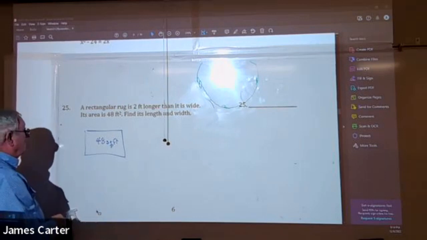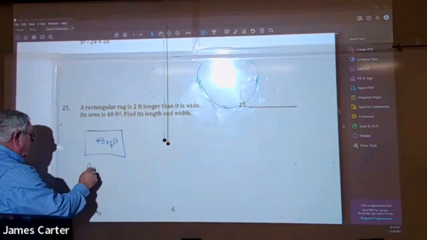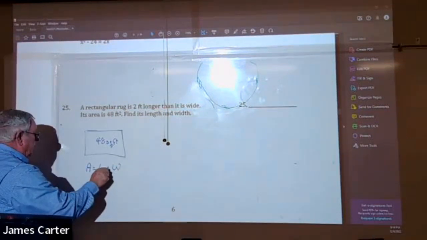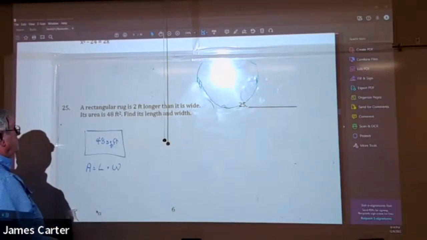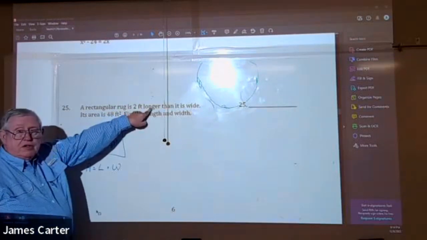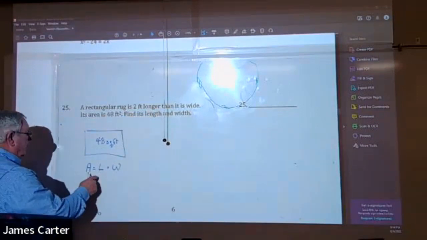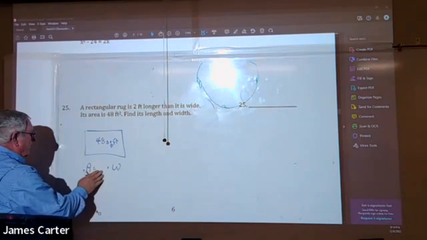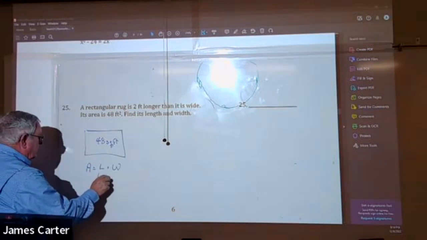Okay, what's the formula for area of a rectangle? Area equals length times width. Okay. What do we know about these? Says it's 2 feet longer than it is wide. Okay? So the length is W plus 2.